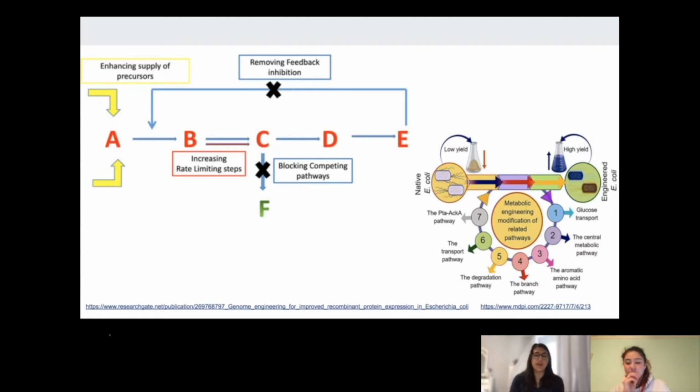And then the image on the right, just to simplify, shows that starting on the left, you are using a native E. coli cell to produce a lower yield of a product, but through metabolic engineering and modification of related pathways for whatever this target product is, you can lead the cell to produce a higher yield through engineering the E. coli, which is shown on the right of the image.